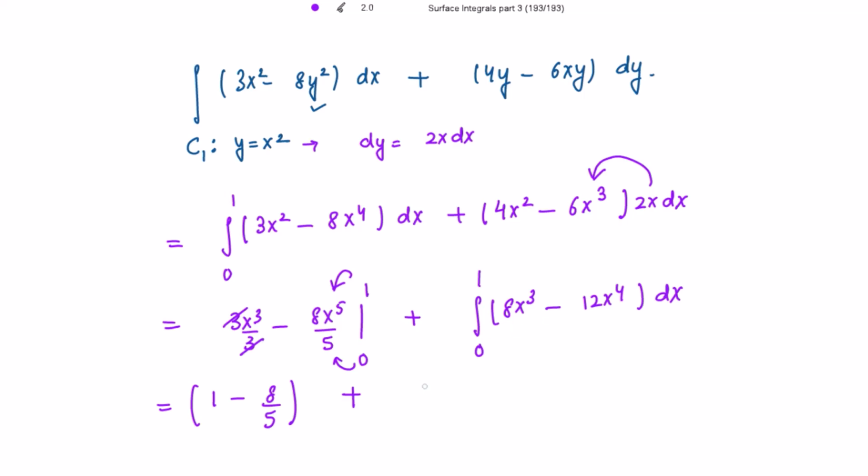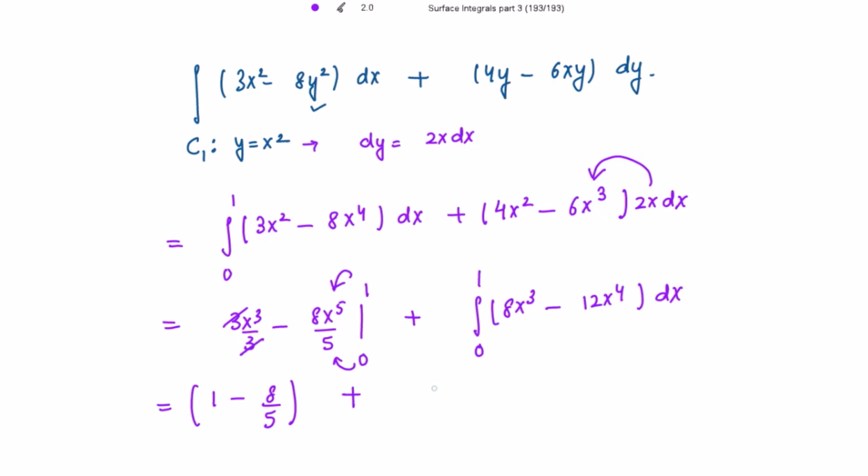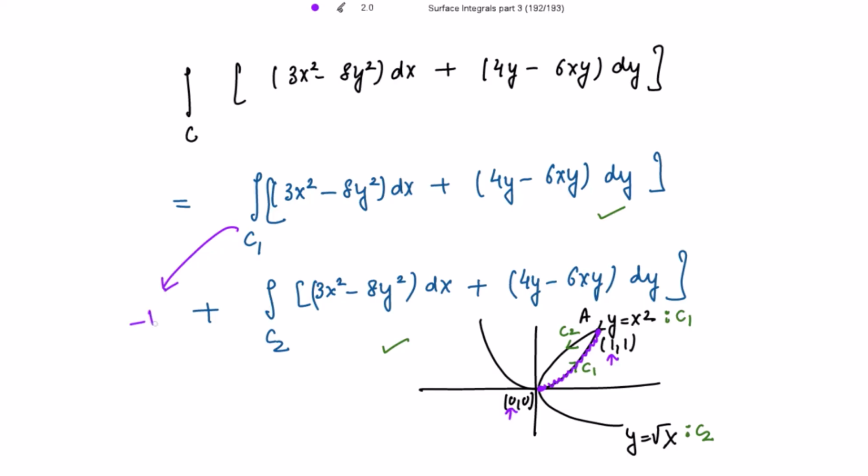Plus, integrating this with respect to x, we get 8x to the power 4 divided by 4 minus 12x to the power 5 divided by 5, limits from 0 to 1. Cancelling this with 2, putting the upper limit for x, if I solve this first, I get 2 minus 12 divided by 5, and when putting the lower limit, we get 0. So this becomes 2 minus 12 divided by 5. 1 plus 2 becomes 3, and minus 8 by 5 minus 12 by 5 becomes minus 20 divided by 5, that is 4. So this is minus 1. So this value is negative 1.